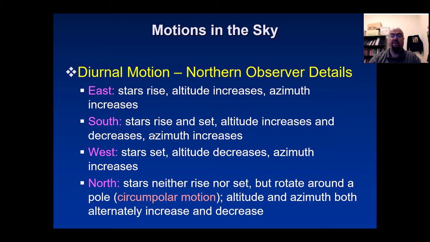Okay. In the east, they're going to rise, altitude increases, azimuth increases. Again, in the south, you're going to see kind of arcs where they go up and over, rise and set. Again, in the west, you're going to see them altitude decrease, azimuth increase, and they set.